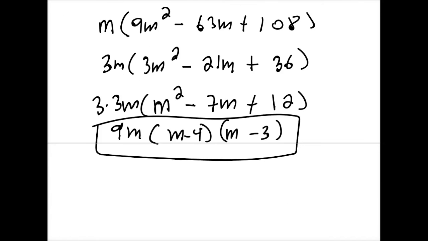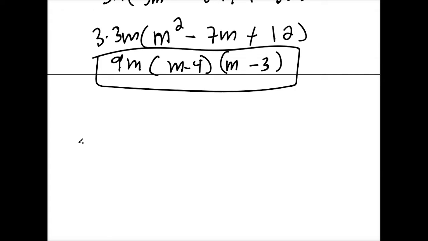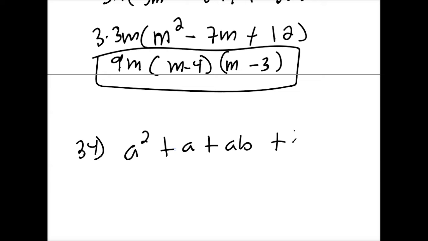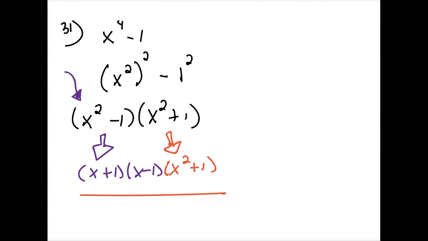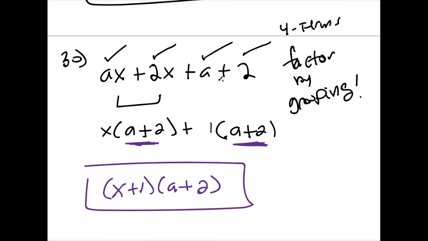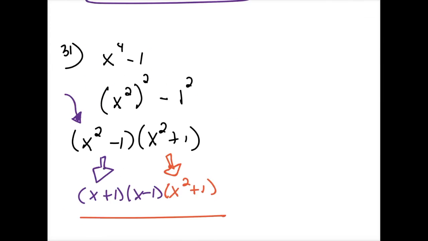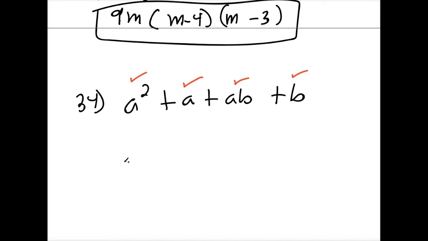All right, next one is 34. We have a squared plus a plus ab plus b. We have 4 terms. And what do we do when we have 4 terms? We cry. That's what we do. Then we regroup and we think about what we're going to do. And say, oh, wait, that's factor by grouping. Yeah, we did that. Go back over here. All right, factor by grouping.